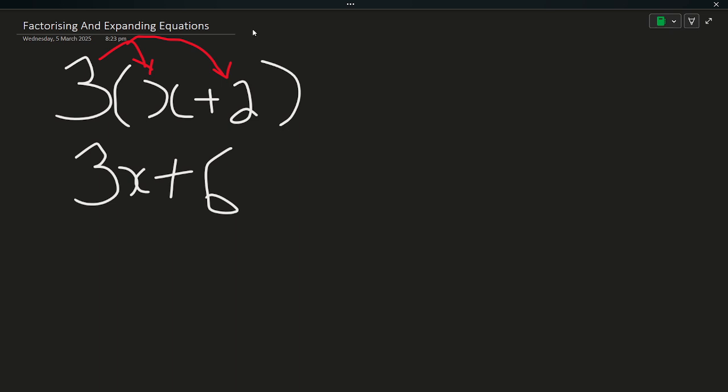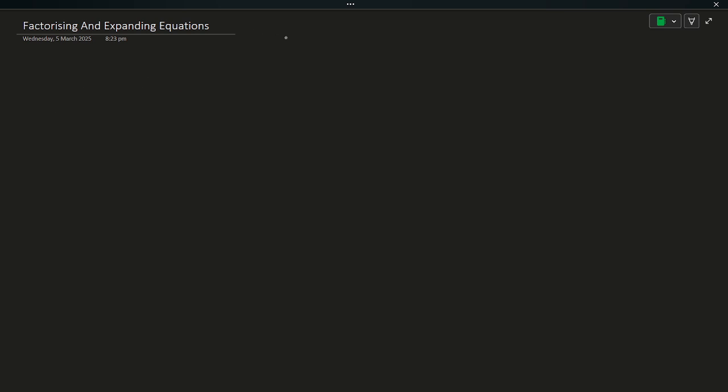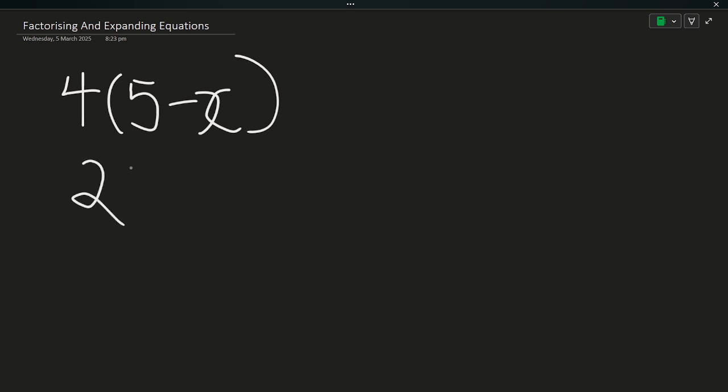Now I'll do one with a minus sign this time. So let's see. Let's try 4 times 5 minus x. That's a weird x, but hey, we take that 5, right? So 4 times 5 is an easy value to do, because 4 times 5 is 20. Yep. Let's continue on now.